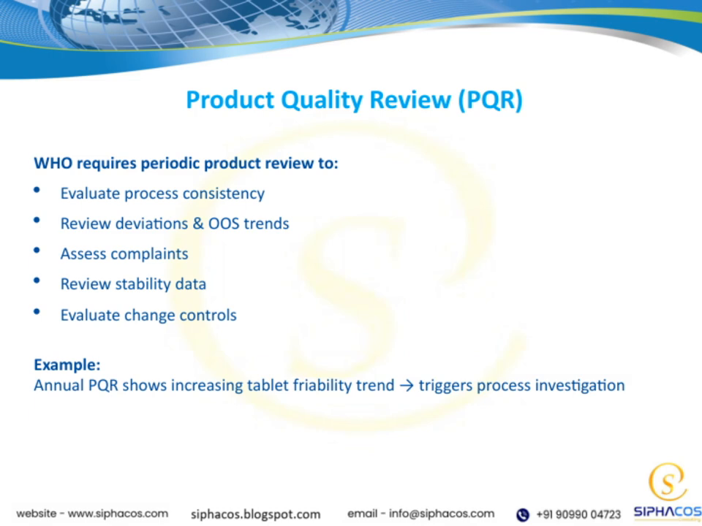Additionally, we review stability data to verify that our products maintain their quality throughout their shelf life. Lastly, we evaluate change controls to ensure any modifications to processes or products are properly assessed and controlled. To give you a practical example, imagine an annual PQR reveals an increasing trend in tablet friability. This would be a red flag, prompting us to investigate the process further and potentially trigger a process investigation.